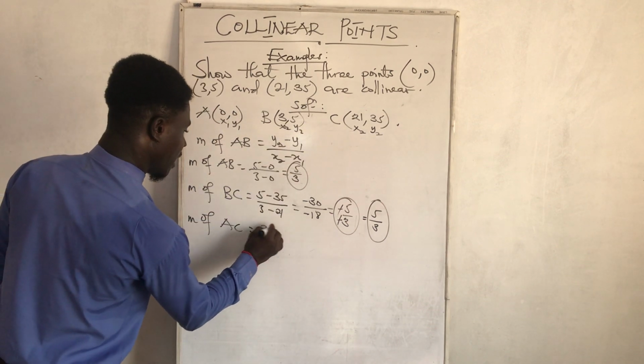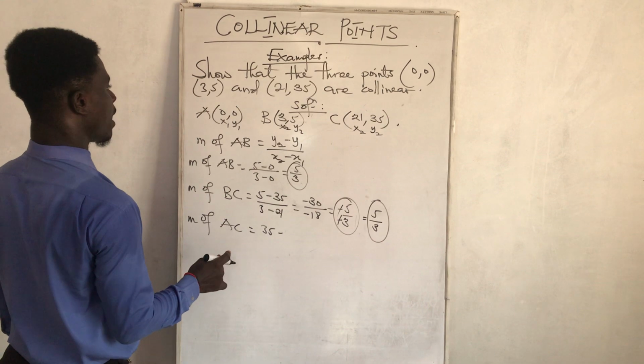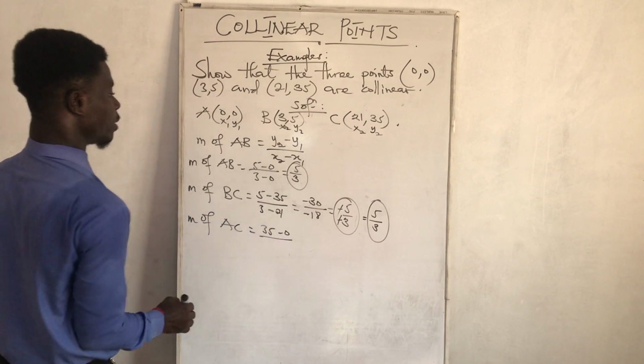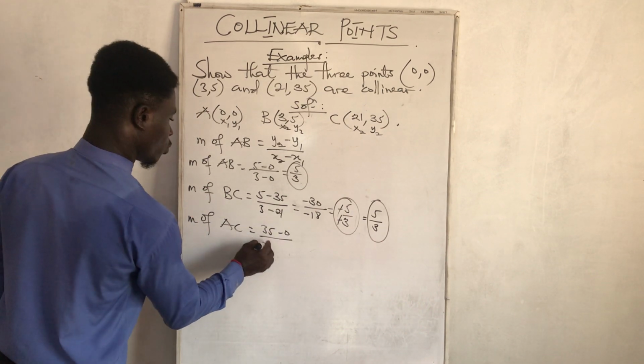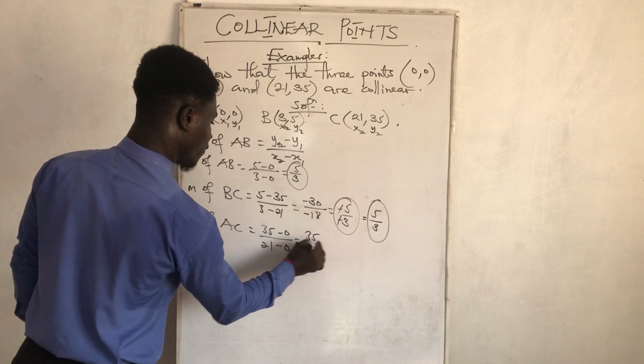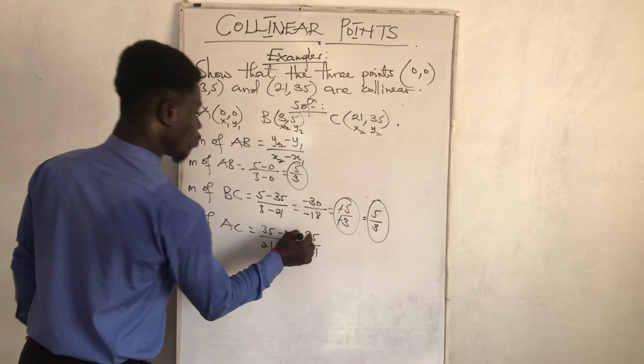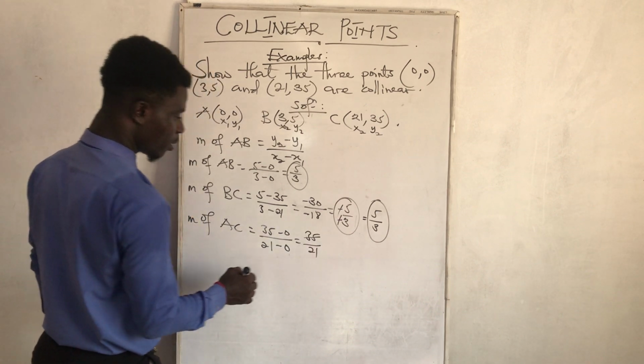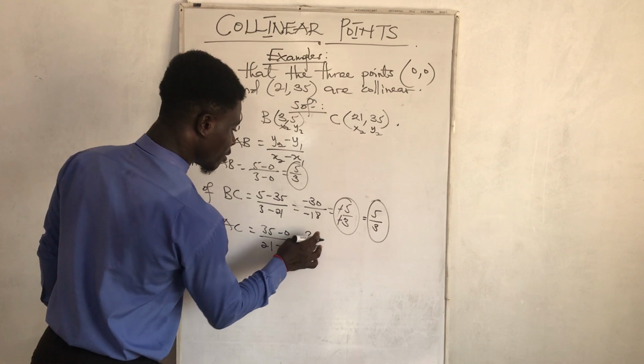So let's see. y2 is 35 minus y1, which is 0, all over x2, which is 21, minus x1, which is 0. So I have 35 on 21, right? So 5 here.